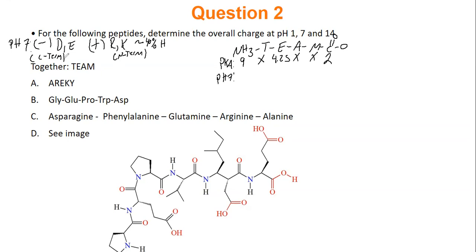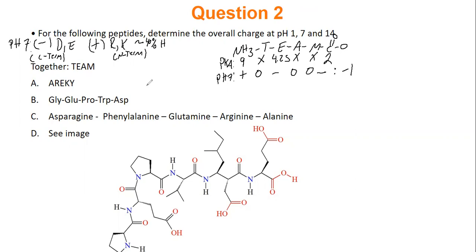So the charge of TEAM at 7: the N-terminus has a positive charge. Threonine is neutral. Glutamic acid has a negative charge. Alanine is neutral. Methionine is neutral. The C terminus has a negative charge. Overall, the charge of this peptide at a pH of 7 is -1. All I did there was add up the charges. So pH of 7 is easy if you know what's positively charged and what's negatively charged.